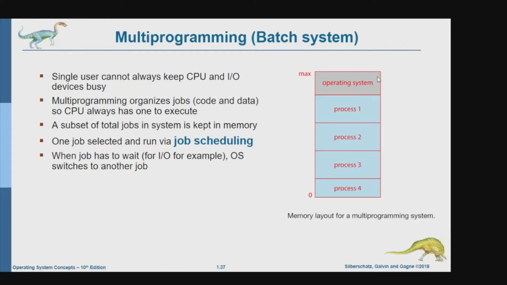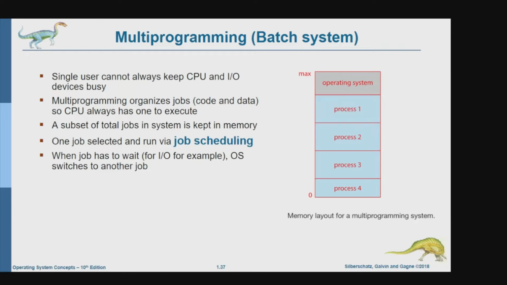So it looks like we have a queue here. Here we have the operating system, process 1, process 2, process 3, and process 4. So this one is the memory in a multi-programming system. One job is selected and run via job scheduling. Let's say we have 4. Job scheduling means deciding which one should be processed earlier, so job scheduling will select that process.